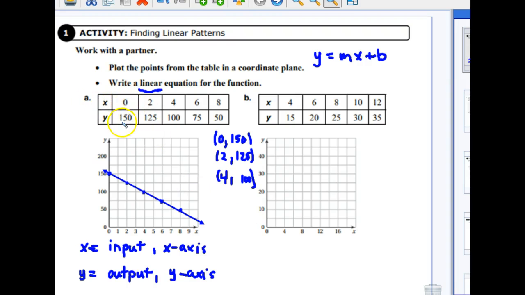Here, X is 0. Y is what? What's Y? 150. So I know that my B in this equation is going to be 150. So I need to take 2 of these ordered pairs and work them up as my problem. Okay, so you guys are going to need to find these ordered pairs. So I'm missing the M. And yesterday I told you that the M was the slope.